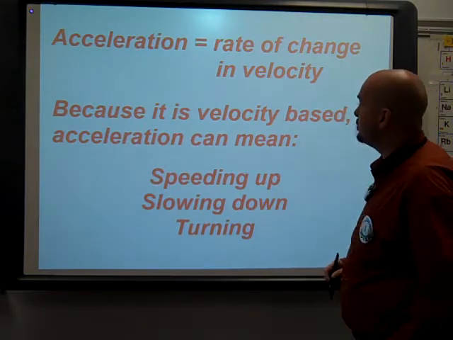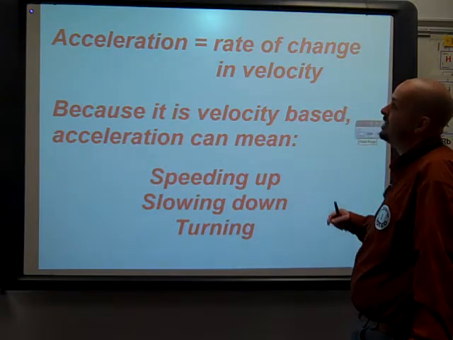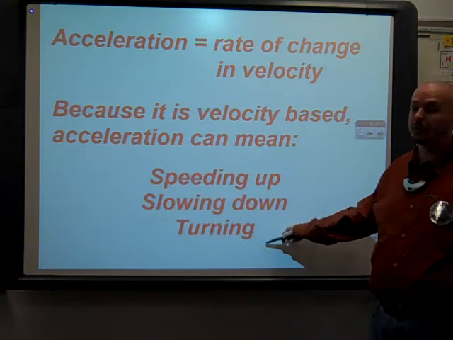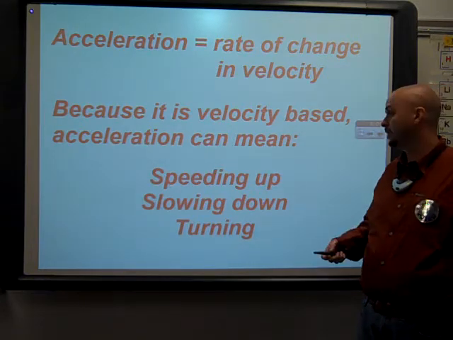One last description, acceleration, rate of change in velocity, how fast the velocity changes. If something has a high rate of acceleration, that means it changes velocity quickly. If something has a low rate of acceleration, that means it changes velocity slowly. Now, because it's based on velocity, acceleration can be speeding up, slowing down, or turning. Remember, velocity is speed and direction.